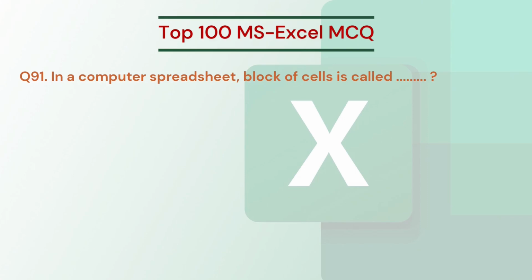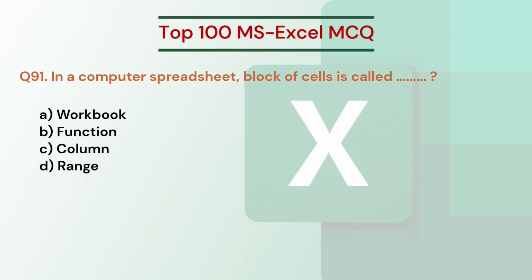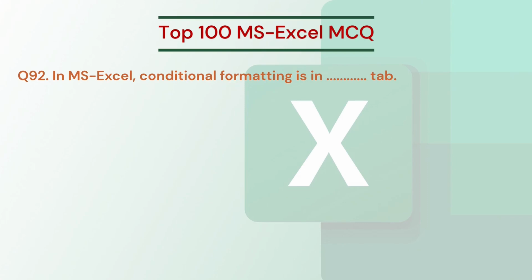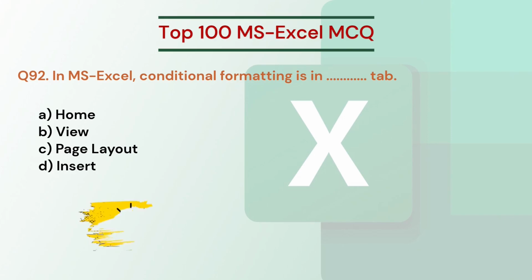In a computer spreadsheet, block of cells is called A. Workbook. B. Function. C. Column. D. Range. Correct answer is D. Range. In MS-Excel, conditional formatting is in dash tab. A. Home. B. View. C. Page layout. D. Insert. Correct answer is A.